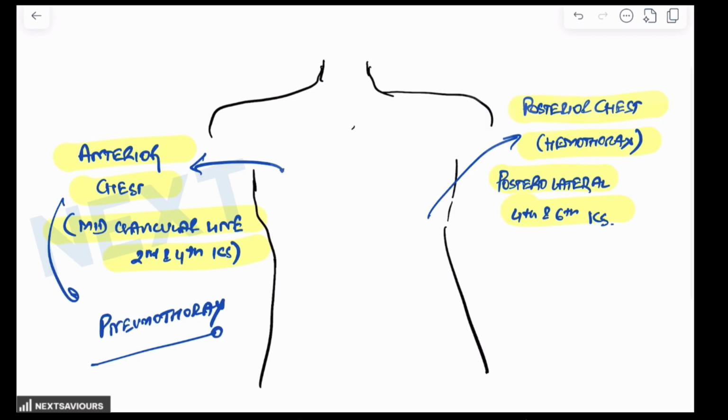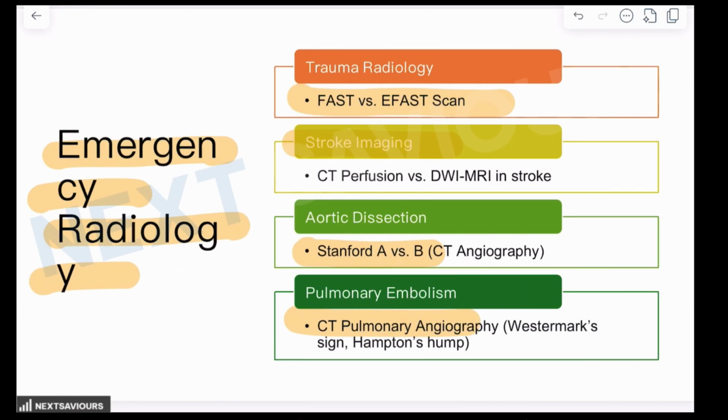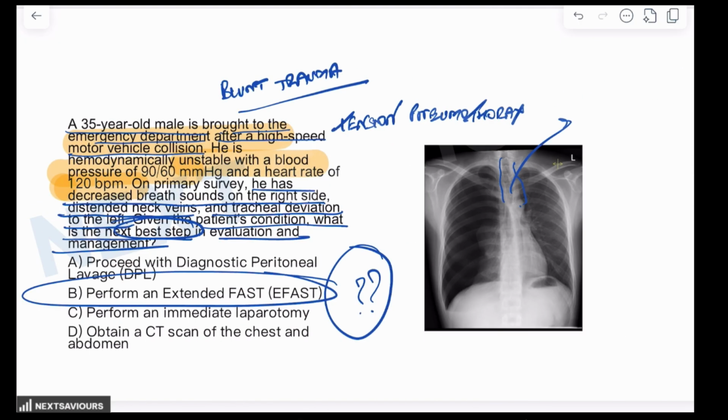If you go back to the question now, it will become much easier for us to answer this once we have understood the importance of this. What is the next best step in the management? If you proceed with the diagnostic peritoneal lavage, it is used when the FAST is equivocal or inconclusive in a hemodynamically unstable patient. So it is not helpful in detecting the thoracic injuries like pneumothorax, and it has to be conducted when E-FAST is inconclusive.